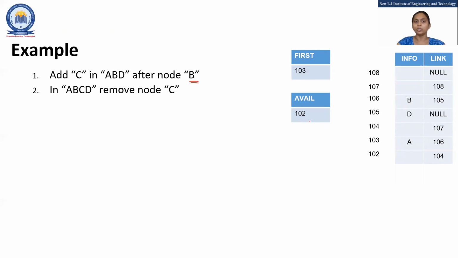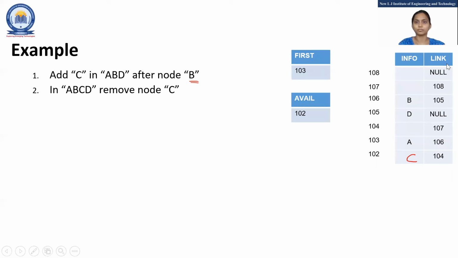As here the new node would be created at position 102. So 102 would have the value C and it will point to where? As it is not a last node, you have to check what B is pointing to. It needs to be created with the help of the new available space. And now the next free available space is 104. So modify the avail. Then what was the next step?